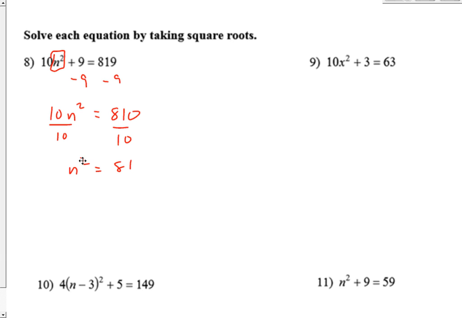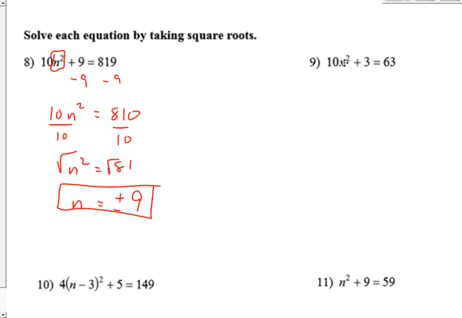And now to get rid of the exponent, we will take the square root of both sides. And when we take the square root in the process of solving any equation, we have to include positive and negative of the answer to the square root of 81 in this case, which would be 9. So n equals positive and negative 9.